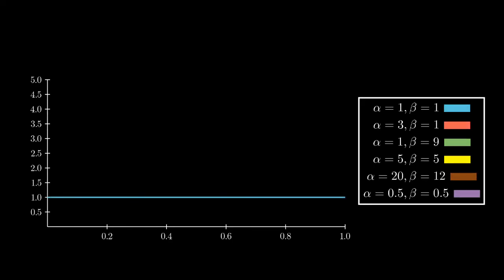For 1 and 1, we get a uniform distribution. Remember, we use a beta distribution as a prior distribution, so it represents our beliefs about the parameter theta before observing the data. If we have no reason to believe that the coin is biased a particular way before observing any data, which is most likely the case, we would use this non-informative prior to give equal weight to all possibilities.